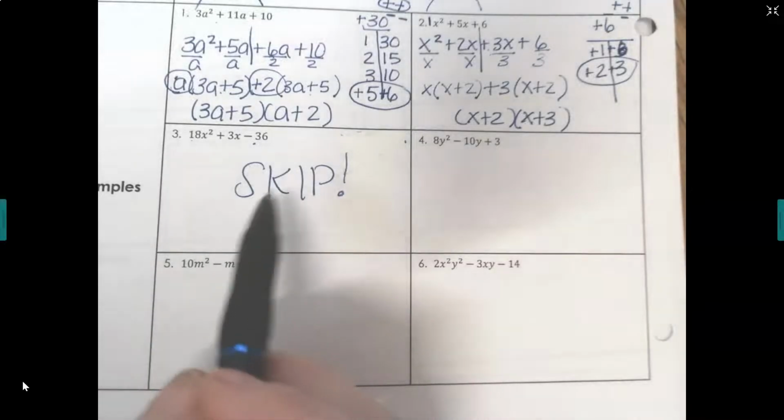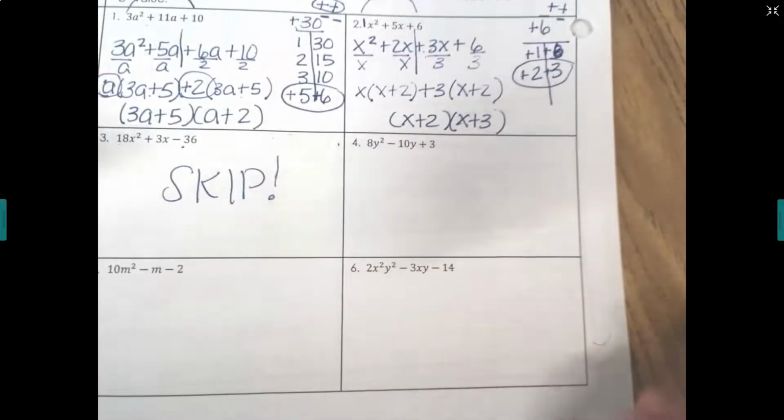So we're going to skip number 3. We're going to learn how to do that kind tomorrow. So let's go straight on to number 4.